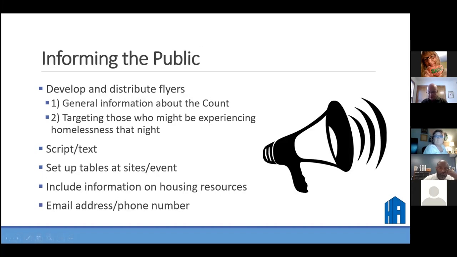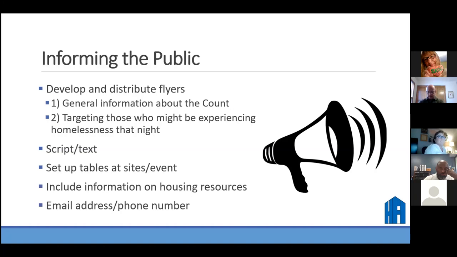There are different ways, and this is really going to vary from community to community, about what the need is, what the advantages are to public awareness. It is certainly good to develop and distribute flyers, and posting them is going to depend on the community and on how many volunteers you're able to enlist. It's good to include general information about the count, the time of day, what information is collected, how data are used.